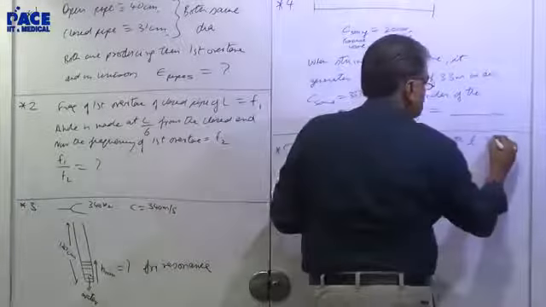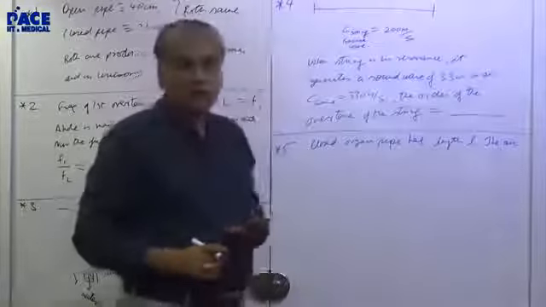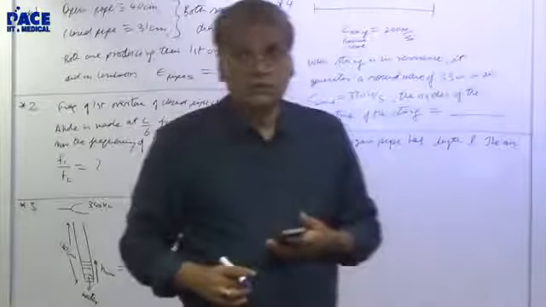So in a pipe, if we make a hole, then at that point an antinode gets formed, right? Yeah, that's right.